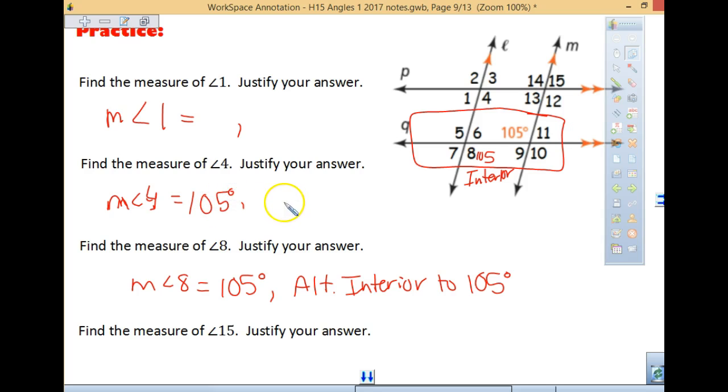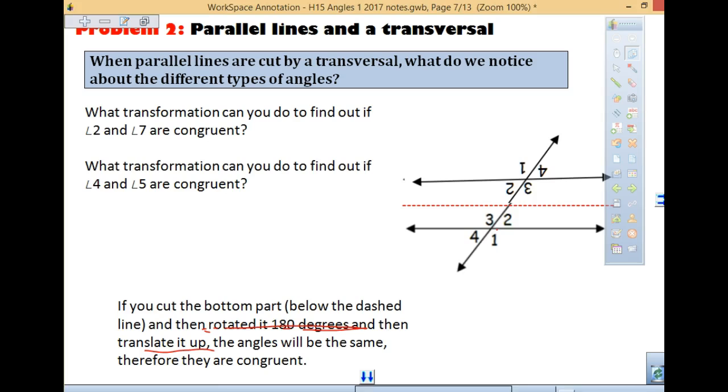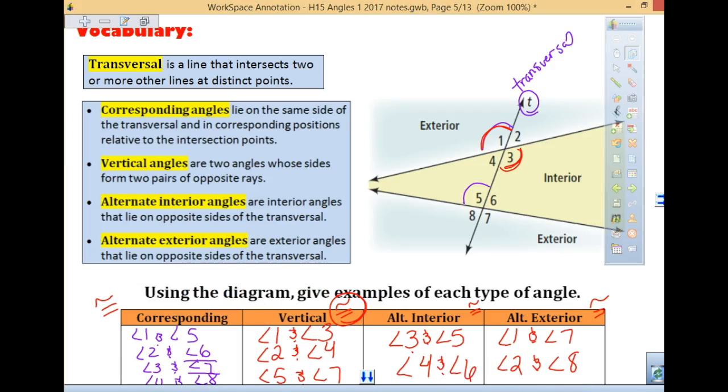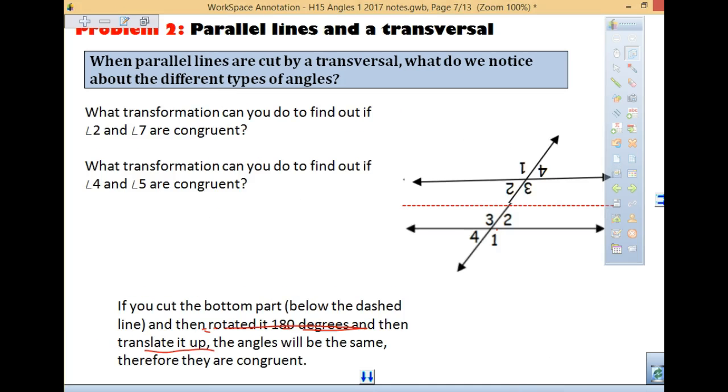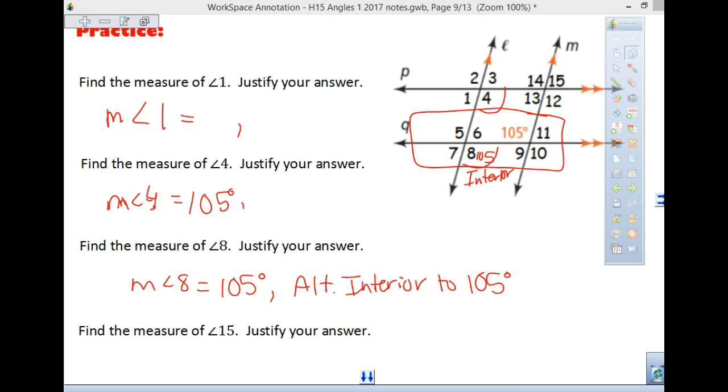They are parallel. So where angle 8 is down here, and where angle 4 is, I want you to look back at the definitions and that table that we had a couple pages ago in your notes. Corresponding, vertical, alternate interior, alternate exterior. That's what we're looking at. Which one? From 105 to up here. We just found these. Corresponding.